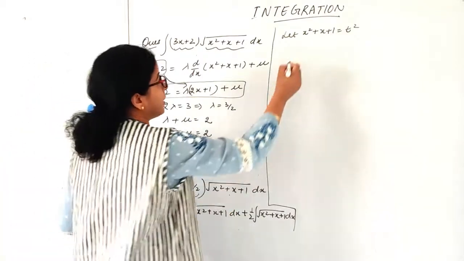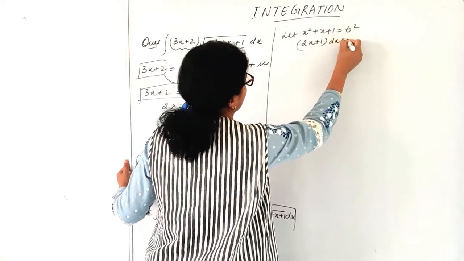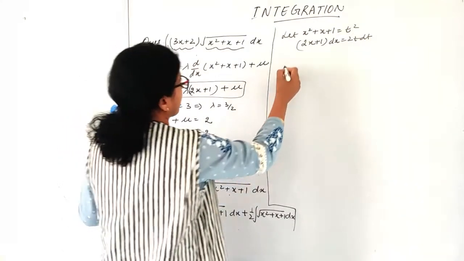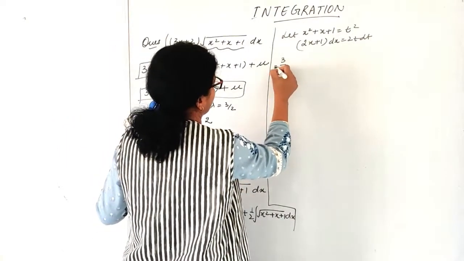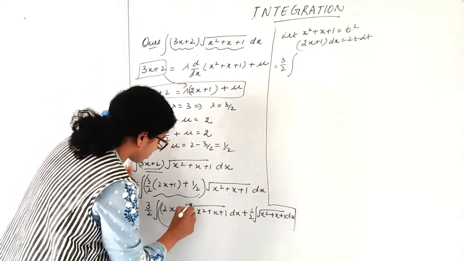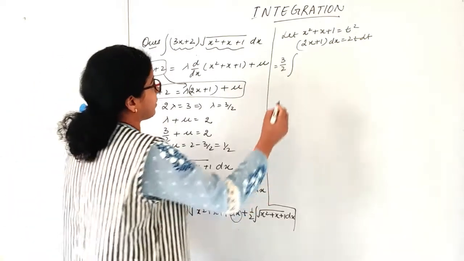So 2x plus 1 dx equals 2t dt, right? Substitute here. So what am I getting? 3 by 2 integration. In place of 2x plus 1 dx will come 2t dt, and this root will be replaced by t, right?